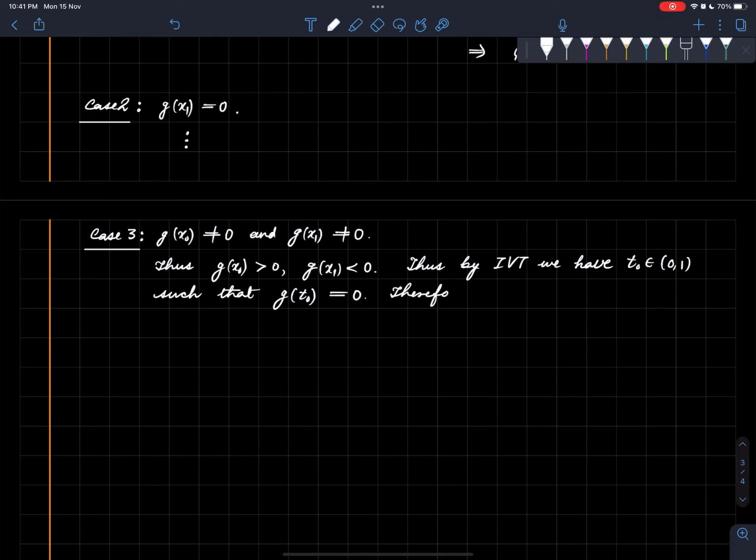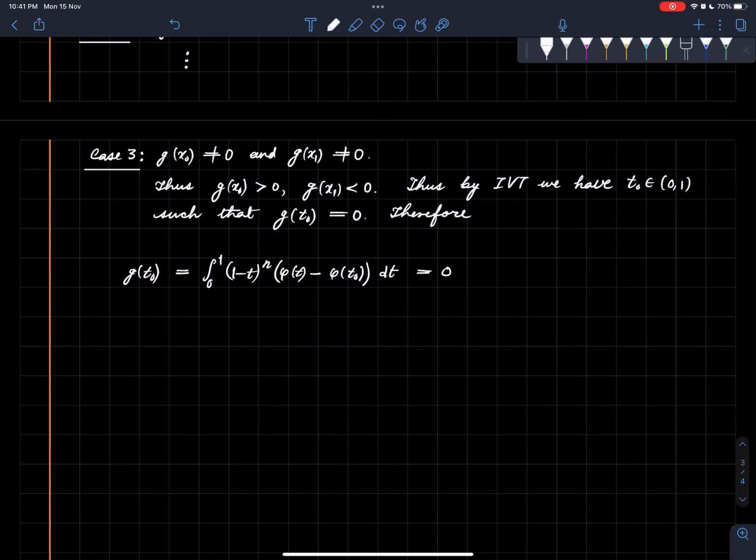Therefore, the integral from 0 to 1 of g t naught, which is the integral from 0 to 1 of n, and here we have phi t minus phi t naught, equals 0, and it's just doing the algebra, implies that this integral is actually that integral, which gives us this.